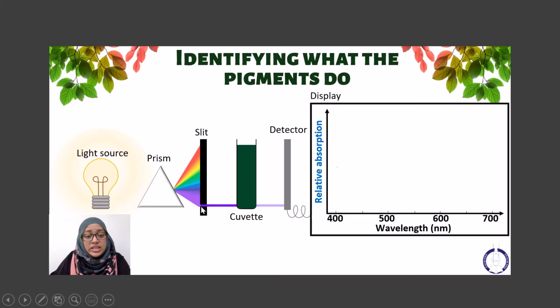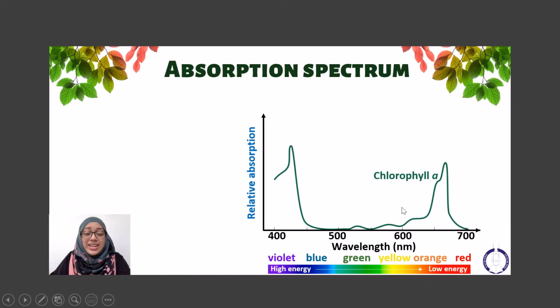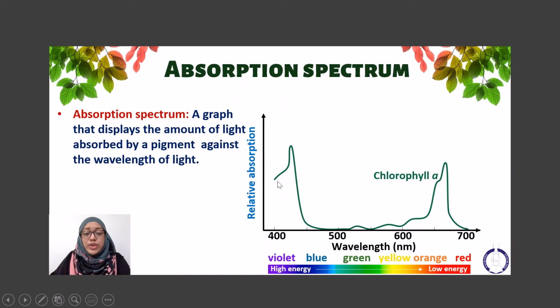So as I change these wavelengths of light, how much light is being passed to the other side without being absorbed is going to be measured, and that is going to be drawn as a graph on the display that is attached. So how much light is being absorbed is going to be measured, and it's going to show a graph, and this graph that I have is called the absorption spectrum. So the absorption spectrum is basically a graph that shows, for a particular pigment, how much light is being absorbed at the different wavelengths.